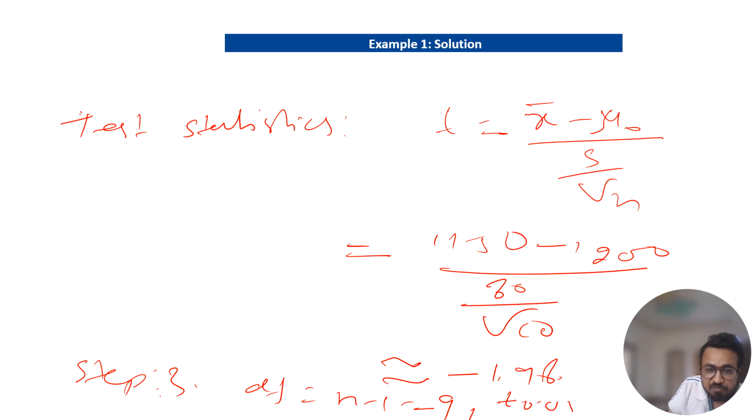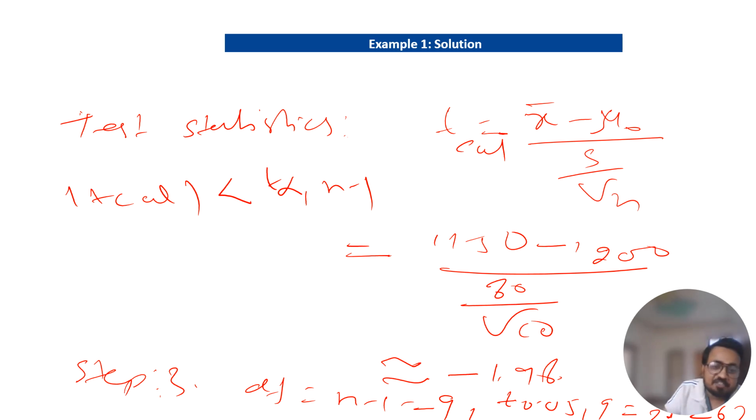Alpha 0.05. This is equal to the what? You can see that this is equal to 2.262, right? So as we can see, the calculated value of T, mod of T calculated value, is less than T alpha, n minus 1.